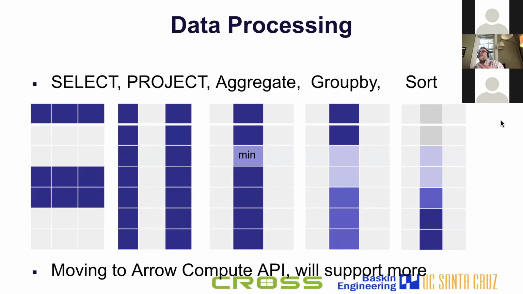Types of processing we want to do: you think of select, which is row-based, project is column-based, aggregate is column-based grouping and sorting. These kinds of things are the types of operations we support. And as we move, which I'll talk about, toward the Arrow Compute API, we'll be able to support anything that the Compute API supports, including user-defined functions. So Compute API supports user-defined functions, and you can apply that to data. So you can think of those as arbitrary methods written by users.